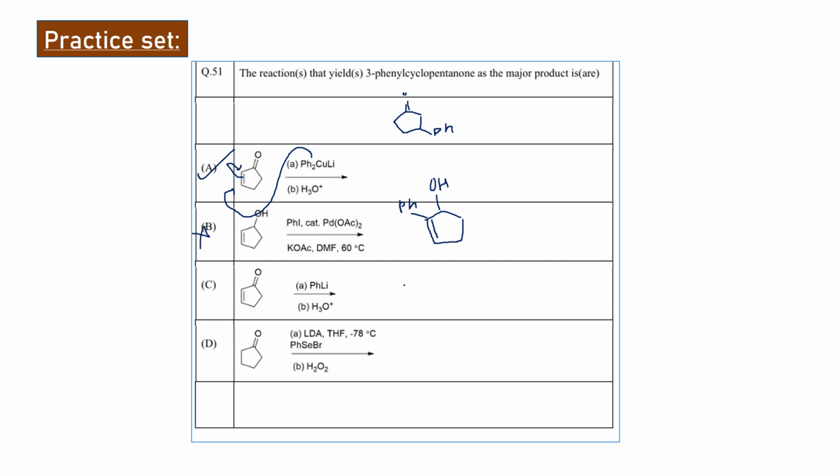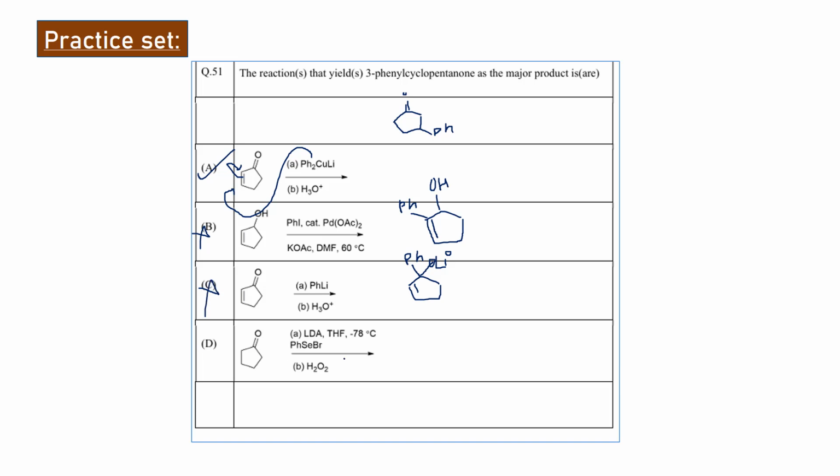Next is this. If you add phenyl lithium, it selectively approaches the carbonyl center. This is the difference: if you add phenyl copper lithium, it will approach the beta position. I will discuss this when we discuss Grignard reactions. Sorry, this will be an organolithium. So this is not possible also.